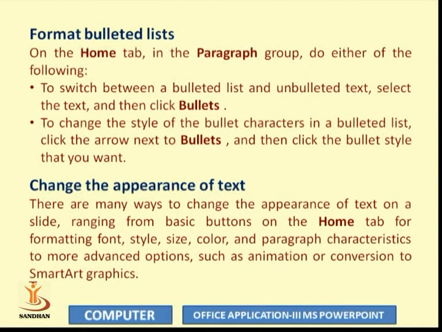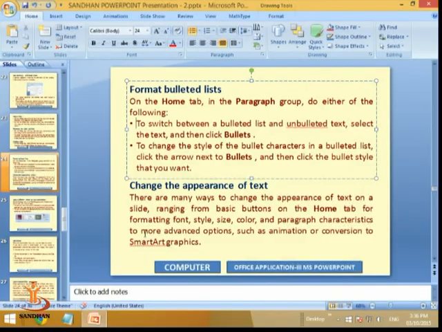Now how to change the appearance of the text that is there. So to change the appearance, you can again select the text like this. There are many ways to change the appearance of text. You can go on the home tab for formatting the font, style, size, color and paragraph characteristics to more advanced options such as animation or conversion to SmartArt Graphics. I will just give you a demo of changing the appearance of the text.